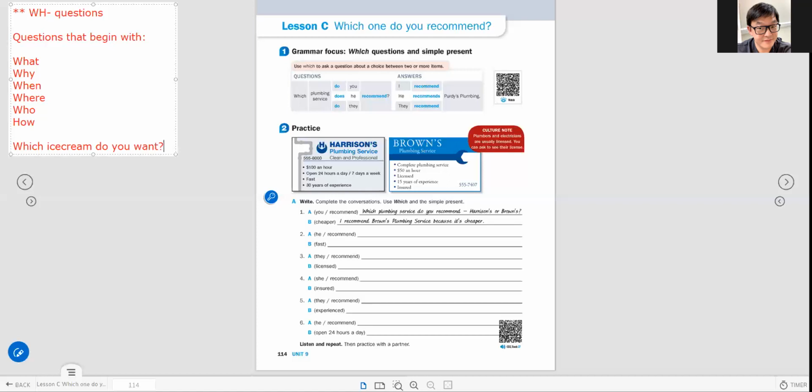Okay? Which ice cream do you want? It's common in some circumstances. I have the ice cream in my hand, one hand the chocolate ice cream, the other hand the strawberry ice cream, and I just say, which one do you want? And I show her the ice cream. So you use which when you want to ask questions about a choice. Okay, is that clear?